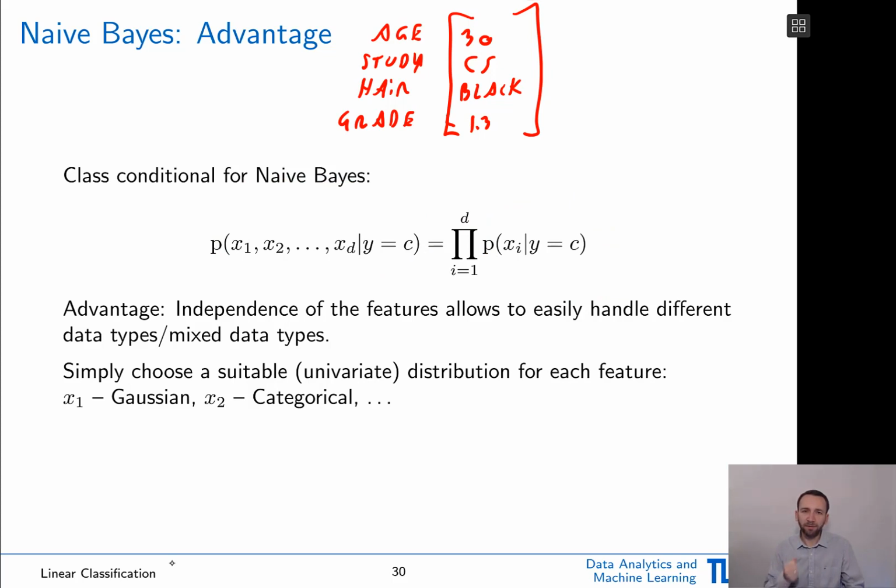It allows you to flexibly handle heterogeneous data, and this is why it's so often used, because it can really handle the mixed data types which you often have in practice. For LDA, it's not so easy, because you have to find, for example, a joint distribution over all these four attributes at the same time. So you have to find one distribution which handles categorical and numerical features at the same time, which is usually tricky. So this is the strong advantage of naive Bayes: you only have to pick univariate distributions, and then you can do this.